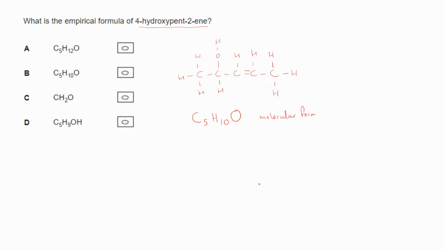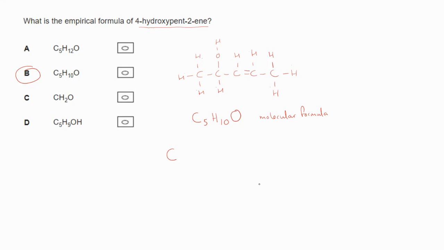And then to get the empirical formula, it's the simplest whole number ratio. So I divide by the highest common factor. Now in this case, the highest common factor is 1. So the molecular formula is the same as the empirical formula. So the answer to this is B.